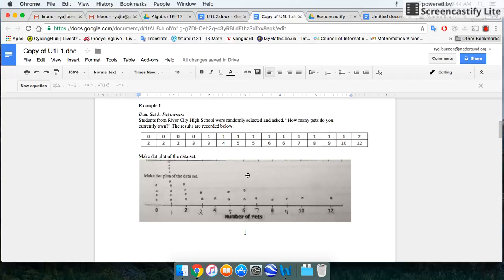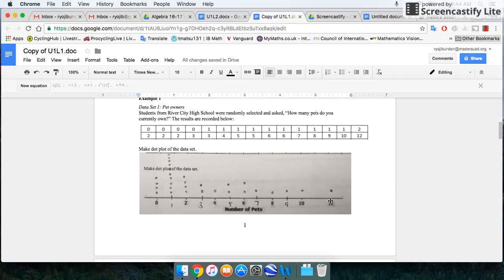5 occurs twice, so we have 2 dots above 5. 6 occurs twice, so we have 2 dots above 6. 7 occurs once, so 1 dot. 8 occurs once, so 1 dot. 9 occurs once, so 1 dot. 10 occurs once, so 1 dot. And 12 occurs once, so 1 dot. So that's how you create a dot plot.